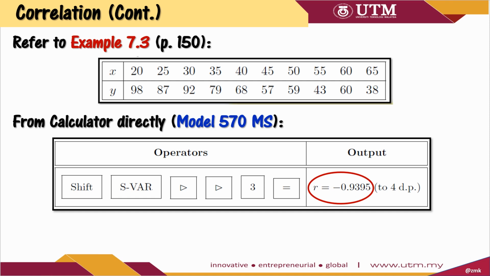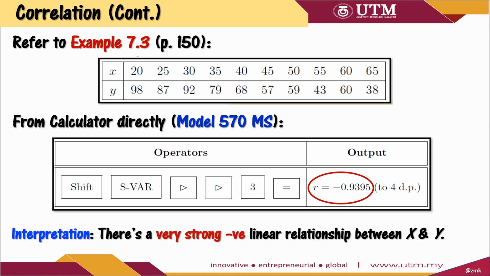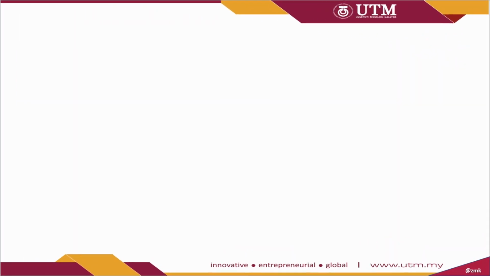What can you interpret or infer from this R value? You may say that based on the R value, there is a very strong negative linear relationship between x and y. Again, in the interpretation here, you must mention the strength and direction of a linear relationship between x and y.